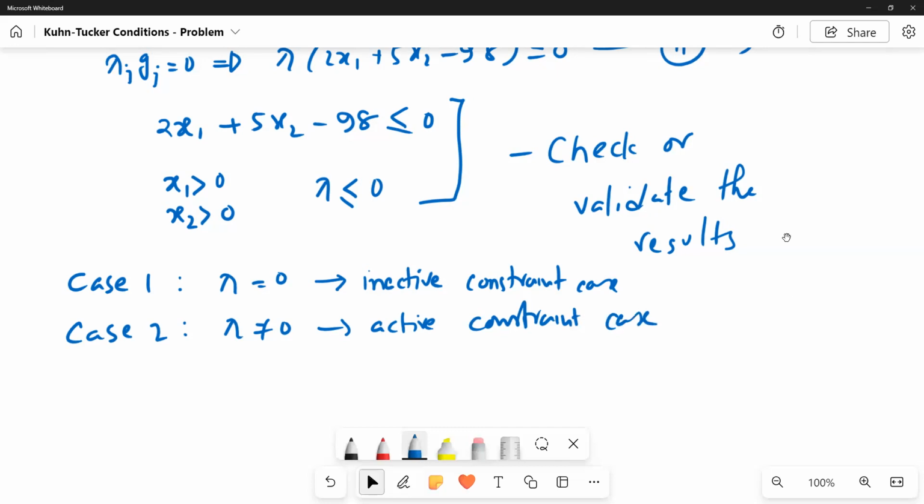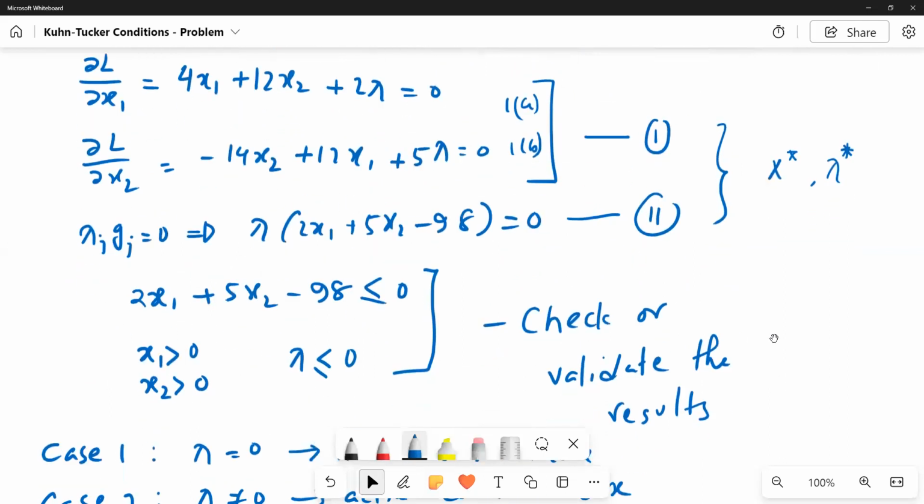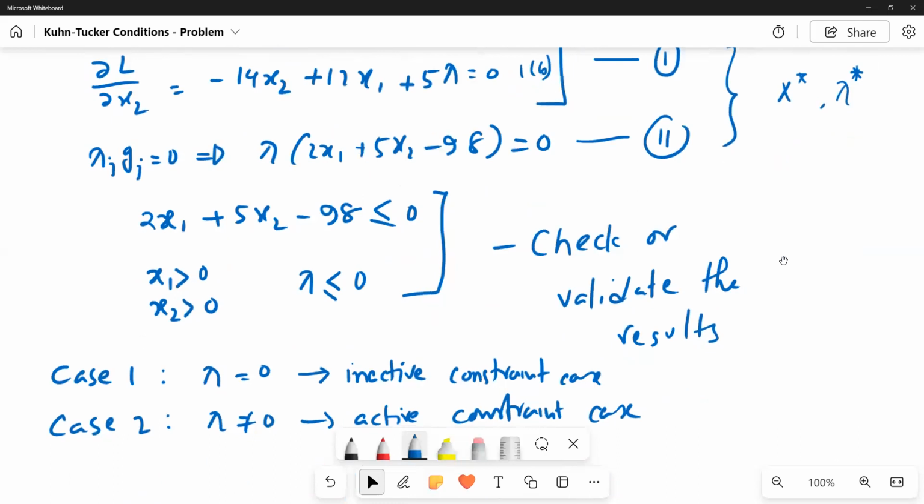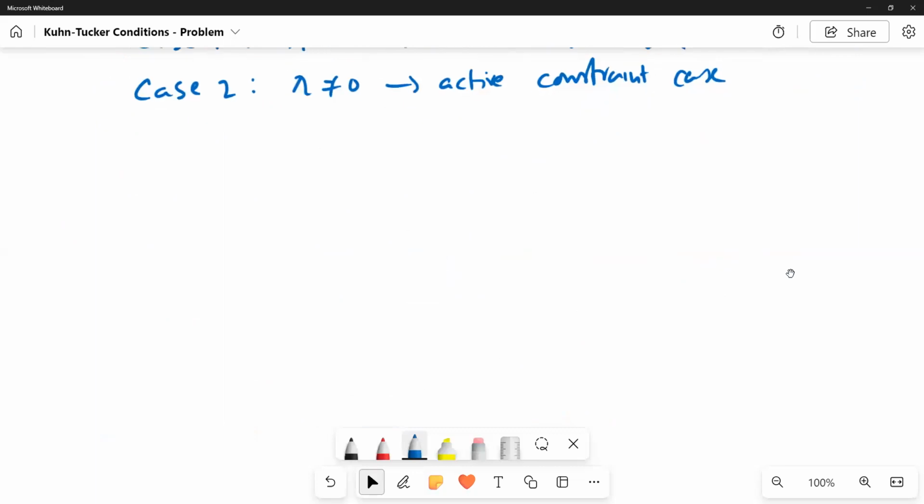So step by step, we'll be following equations 1 and 2. We'll be solving equations 1 and 2 for both cases, lambda equal to 0 and lambda not equal to 0. And then once we have the solution, we'll validate using these other two equations. So this equation we can call 3, and these equations we can call 4. So let's proceed with case 1, that is lambda equal to 0.